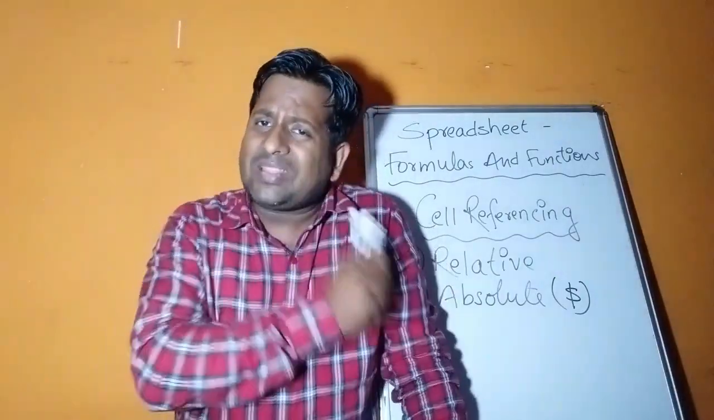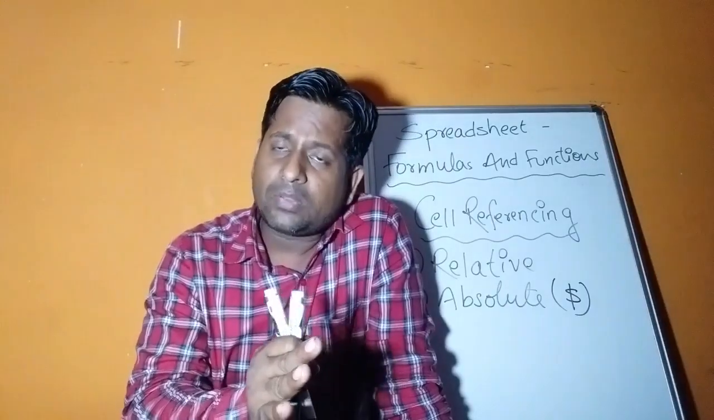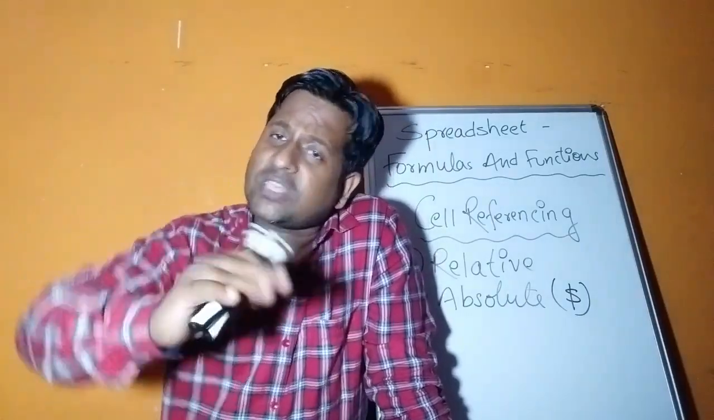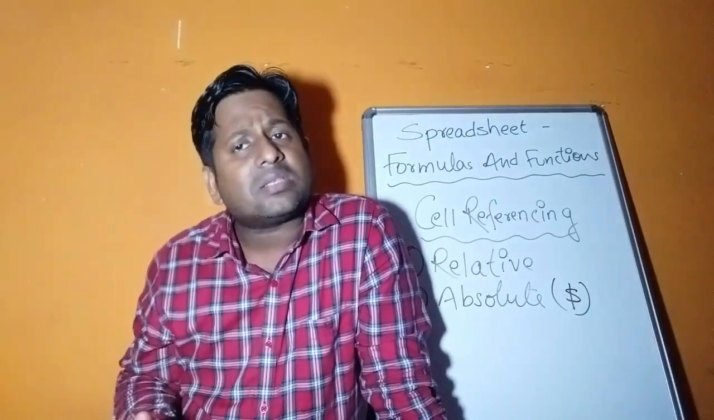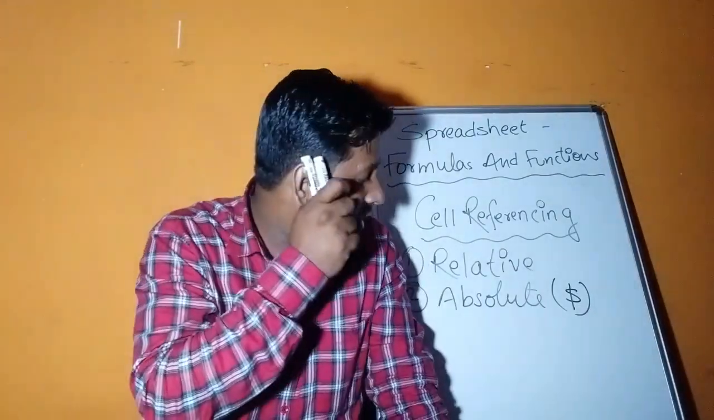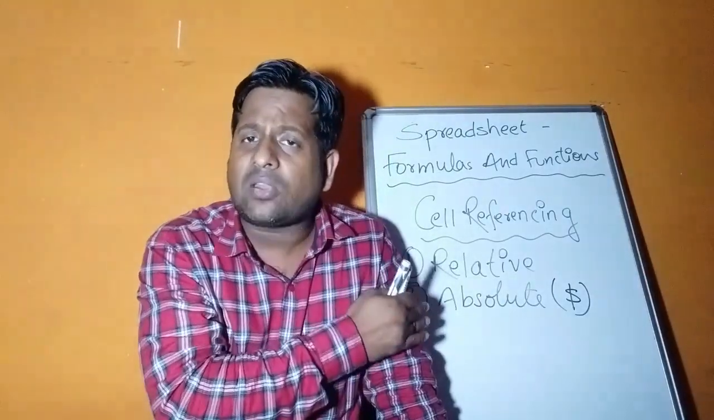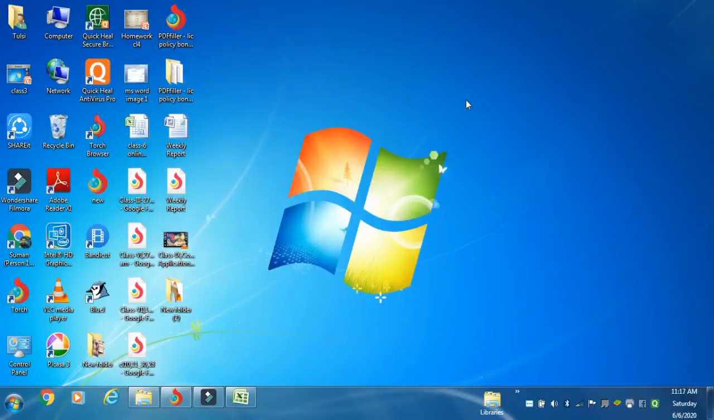When we apply these symbols before the column or before the row name, that particular part will be fixed. Even if you copy, it will remain the same. It will not get changed. So understand in a better way what is absolute cell reference. See this. So children, now let me explain what is absolute reference and how it works.